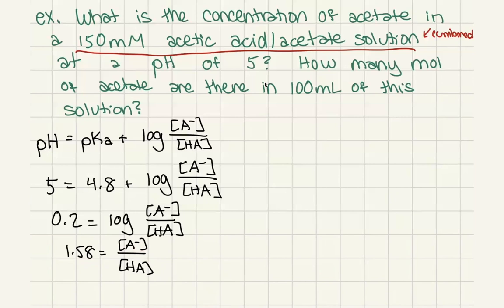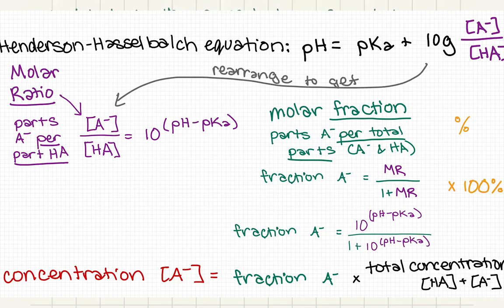There are a couple of different ways we could go about solving things at this point. One way is to take this molar ratio and convert it to a fraction. This is a ratio of parts of our conjugate base, so parts of our acetate, per part of our conjugate acid, so acetic acid. So what this is saying is we have 1.58 parts of acetate per part of acetic acid. If we want the fraction, we need to know per parts total, not per part of acid. And so the parts total is going to be equal to 1 plus our 1.58 parts of our base.